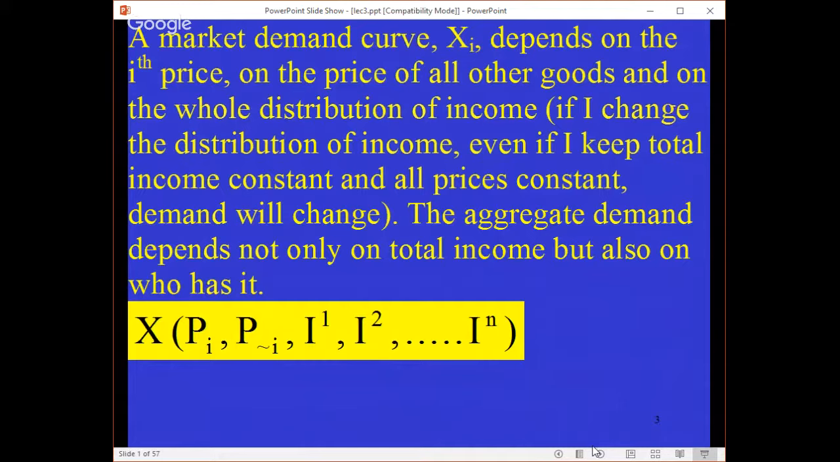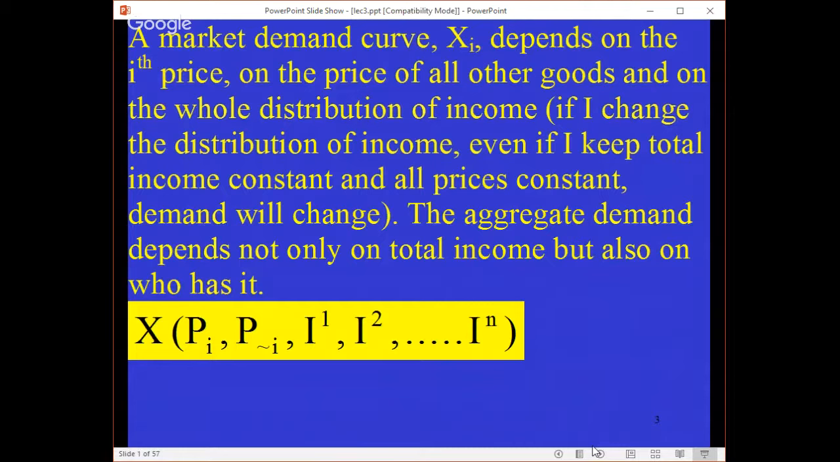So if I change the distribution of income and I keep the total, wait, I'm getting ahead of myself. It all depends on the price of the good, the price of all other goods, and the income distribution. Even if I hold total income constant, demand is going to change. So the aggregate demand depends not only on total income, but on who has it. My market demand is going to depend on the price of the good in question, the price of all other goods, and the income of everybody in the market.